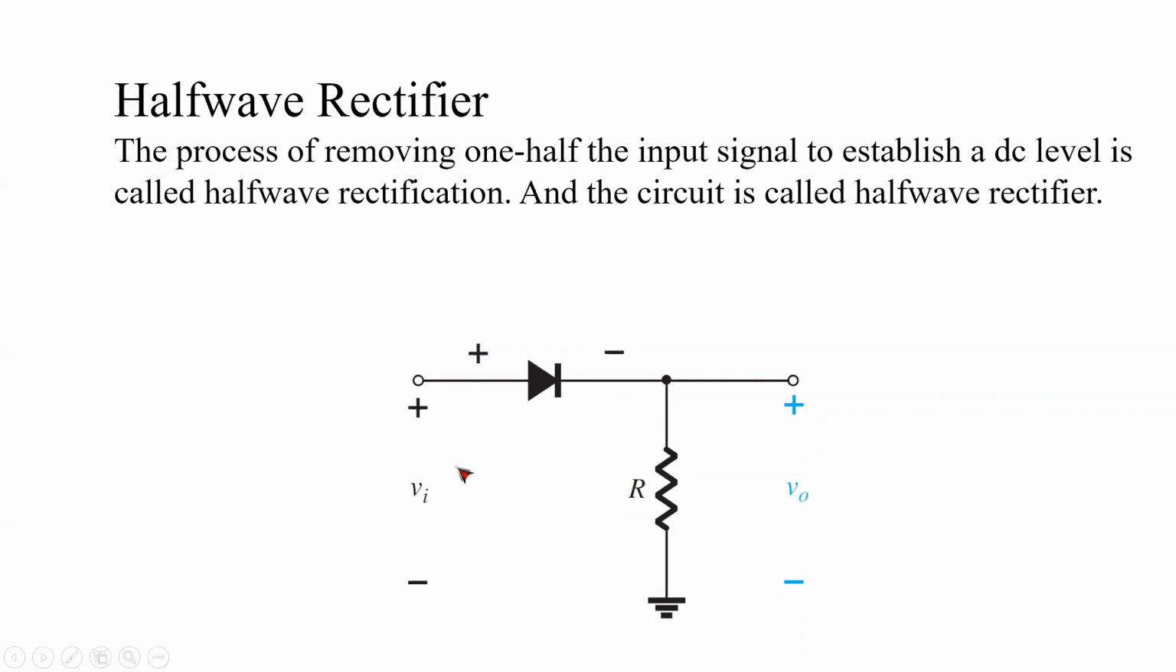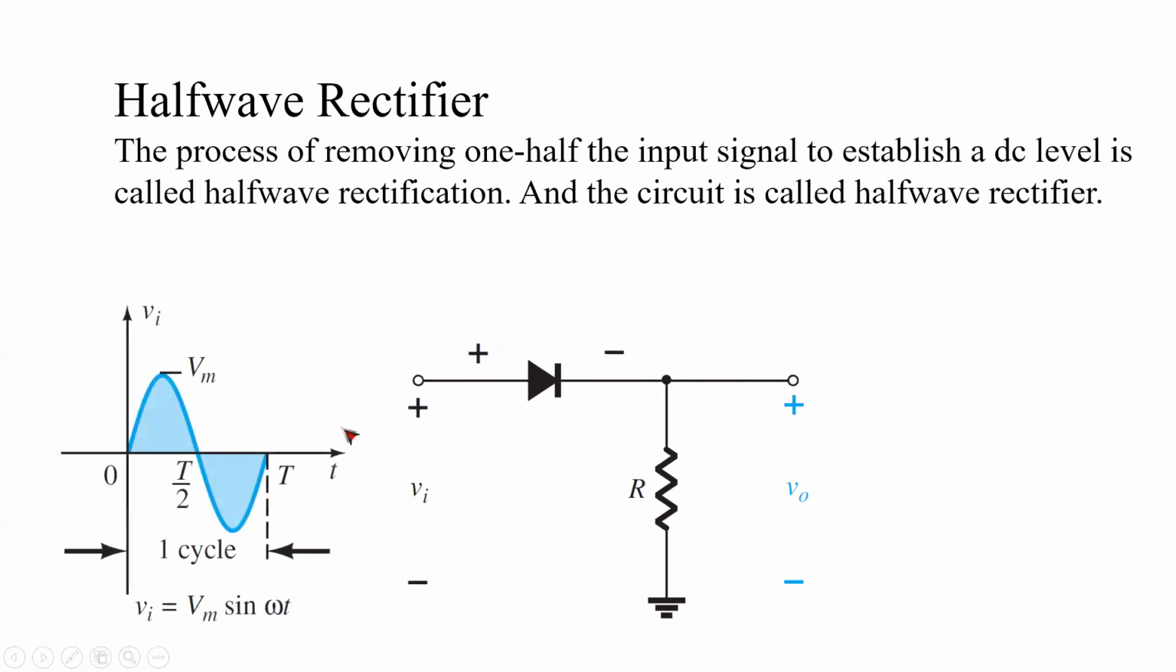Now, this is your VI where you will put your AC signal. This is your VO where you will get your DC signal. If you give an AC signal here, you will get a DC signal like that. What is happening here? This circuit is actually cutting or deleting the lower portion, or the negative half cycle.